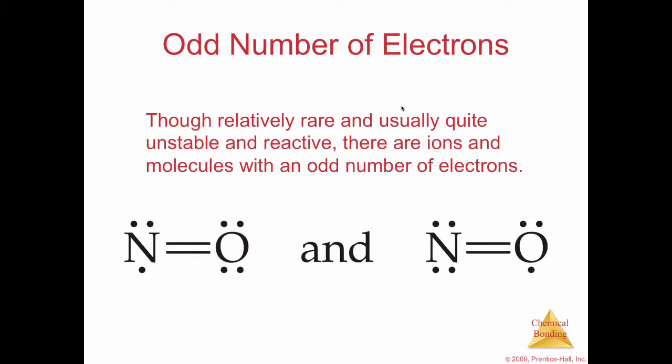So the first one we're going to examine is one that has an odd number of electrons. Though relatively rare and usually quite unstable and reactive, there are ions and molecules with an odd number of electrons, such as this example of nitrogen monoxide, which has 11 valence electrons. If we do the formal charge for both structures, we'll see that the one on the left would be the more viable formula.